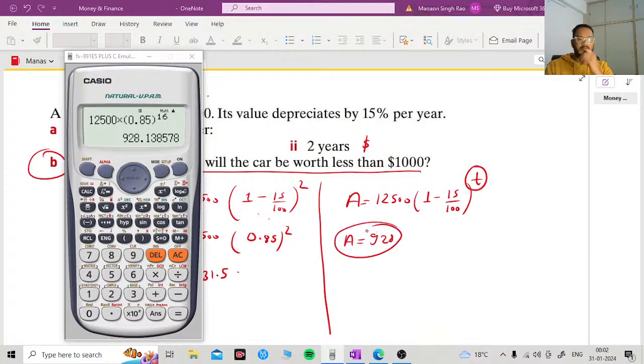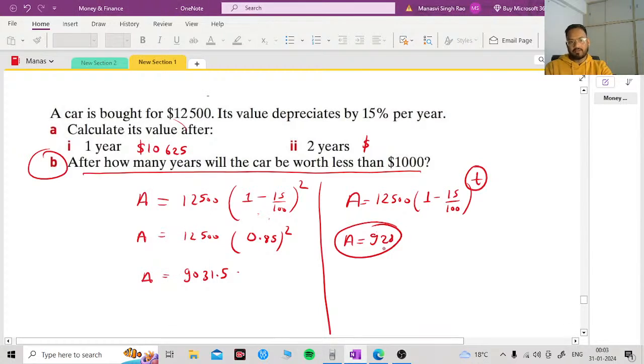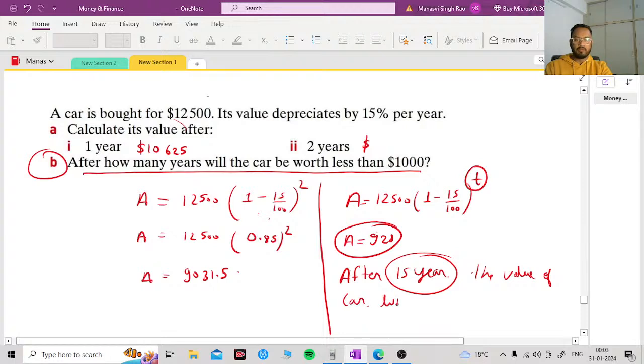Okay. No, but I think 950, at 16 it is happening, so is 15 years the answer, correct? After which year? It is written, after how many years will the car be worth less than 1,000? So I think after 15 years. After 15 years, not 15.5. We'll write after 15 years the value of the car will be less than $1,000. Done. So this is what we need to do.